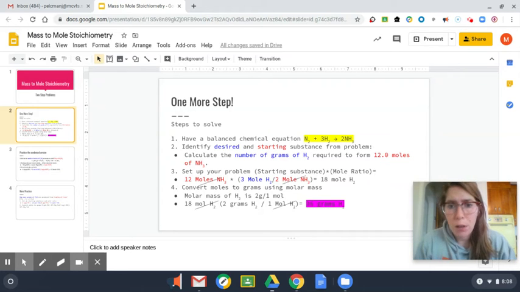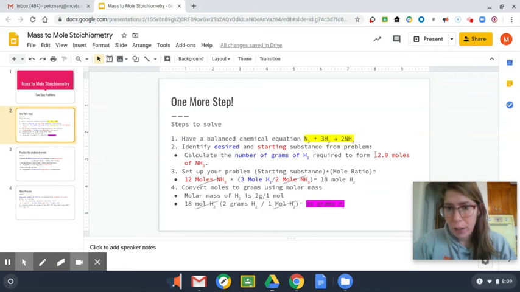So I've got to set up my problem. So I've got to set up my starting substance. So my starting substance is already in moles. So I do not have to do a conversion to start with. So if my starting substance is in moles, I can set up my starting substance, multiply it by my mole ratio, and then I have to convert that into my grams. So my starting substance is 12 moles of NH3.